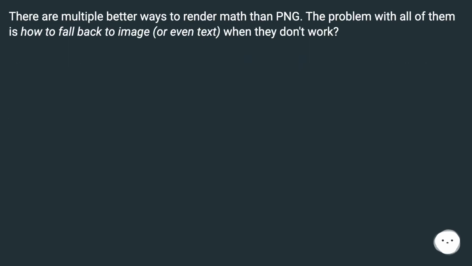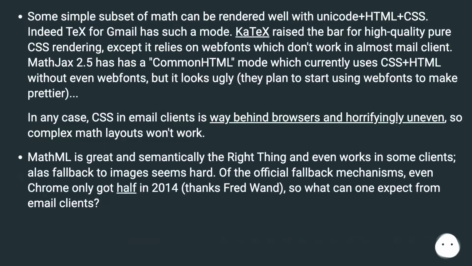There are multiple better ways to render math than PNG. The problem with all of them is how to fall back to image, or even text, when they don't work. Some simple subset of math can be rendered well with Unicode plus HTML plus CSS. Indeed, TeX for Gmail has such a mode. Could it raise the bar for high-quality pure CSS rendering? Except it relies on web fonts, which don't work in almost any mail client.